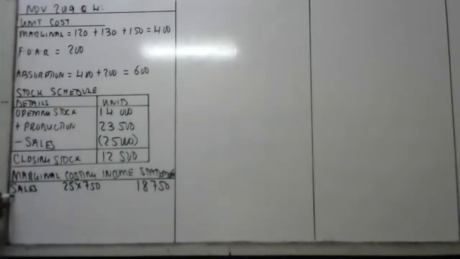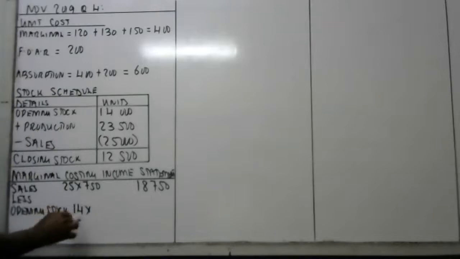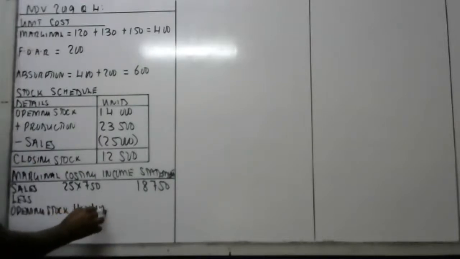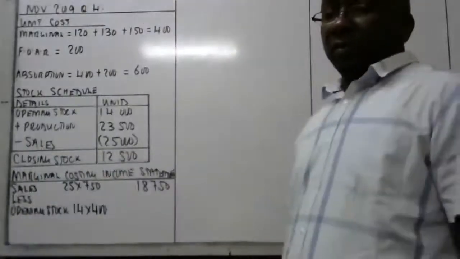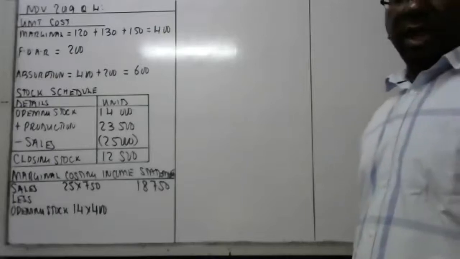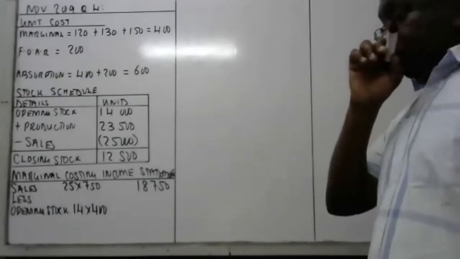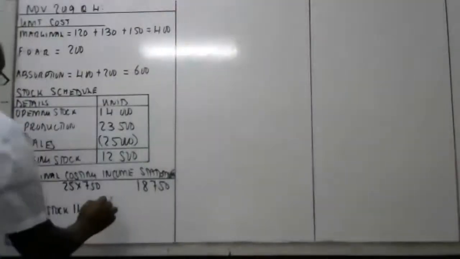Then you say less opening stock. So opening stock is 14 times, when we are marginal, 1 unit is valued at 400. So 14 times 400 is 5,600.